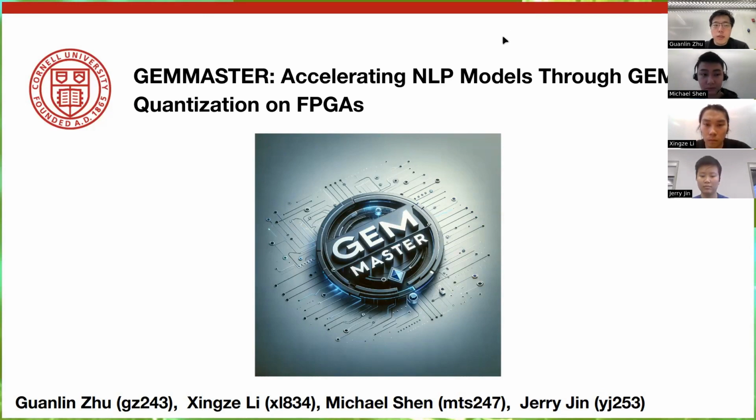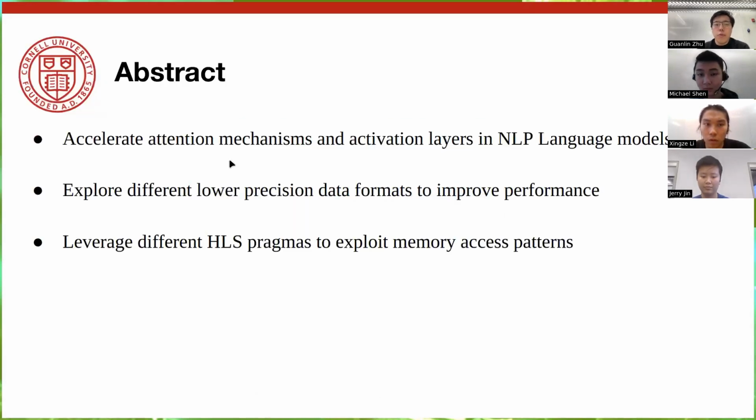Our project is GEMMASTER, accelerating NLP models through GEM quantization on FPGAs. So we try to figure out an efficient way of accelerating attention layers and activation layers of transformer-based NLP models by applying different low-precision data formats on the HLS tool.